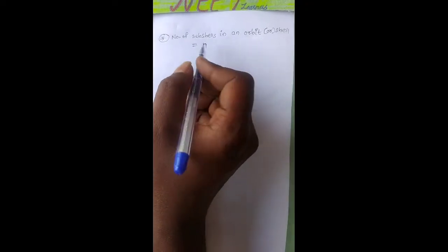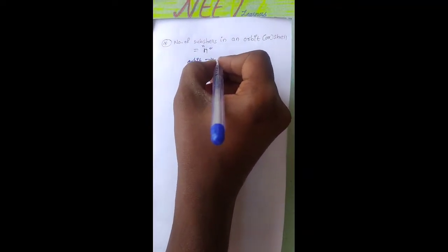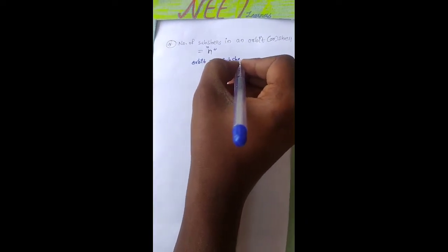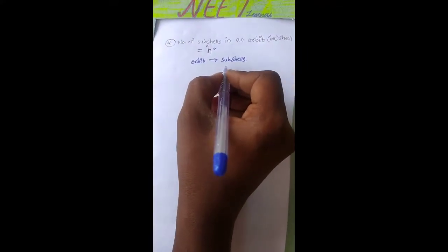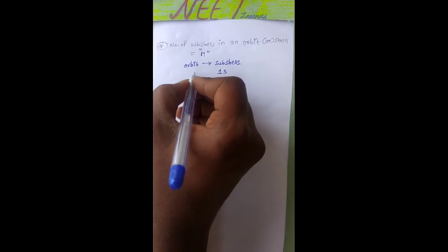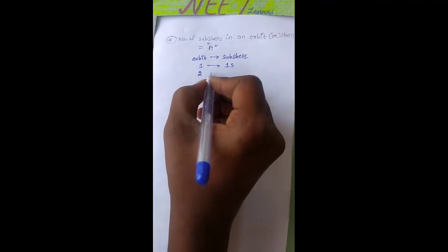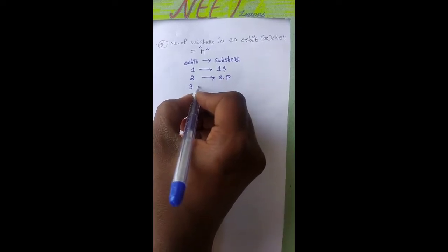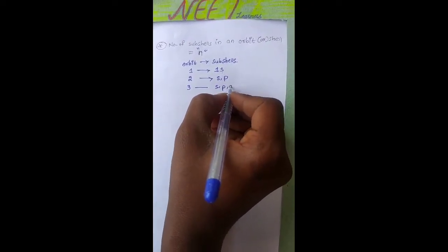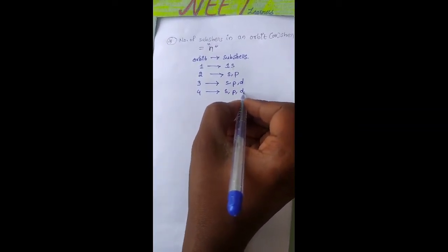The number of subshells in an orbit is equal to n. So in the orbit, students, there are subshells. What are the subshells? In the first orbit, s is the one subshell. In the second orbit, subshells s and p. In the third orbit, s, p, d. And in the fourth orbit, students, there are s, p, d and f.